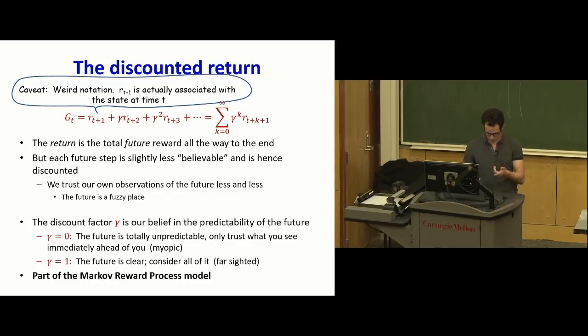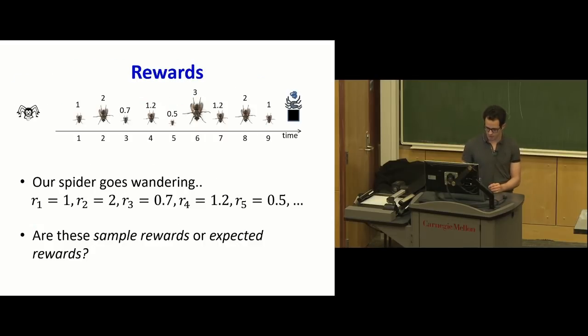We're going to apply that to an example to get familiar with the notion. So here you have your spider that wanders, and it gets these flies at each time step. So we're in the example where there were flies everywhere. So this is what happens. First of all, are those sample or expected rewards?